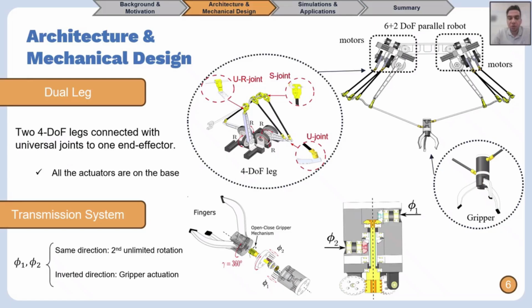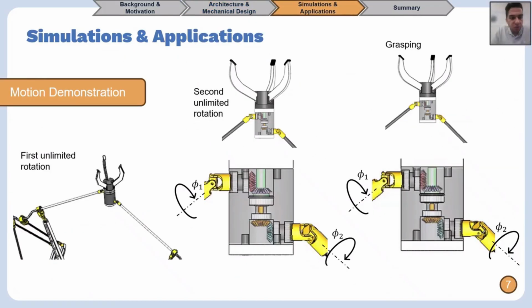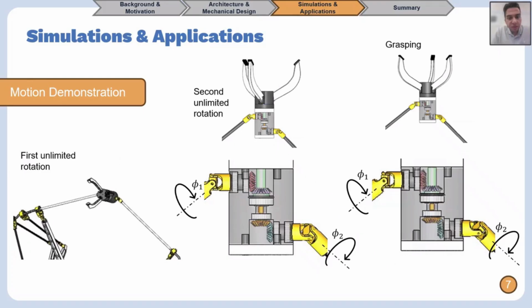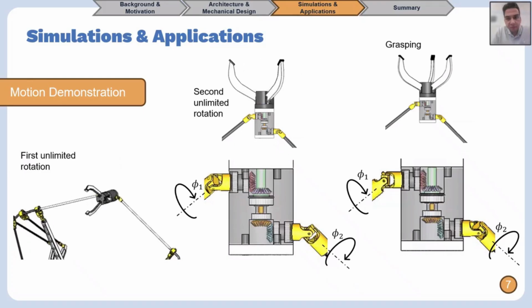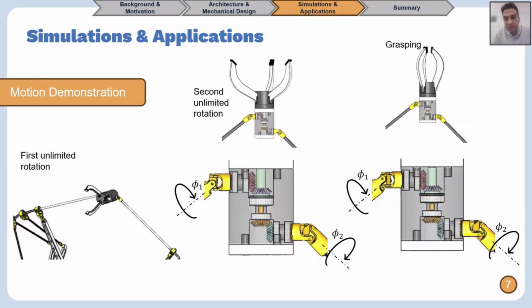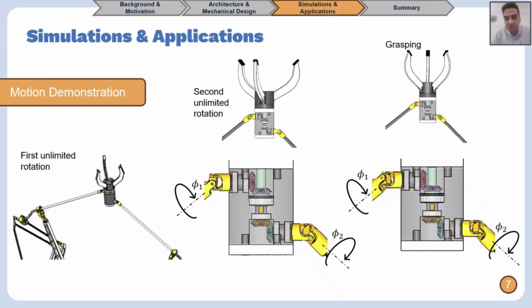If the 2 inputs are rotating in the same direction, we have the second unlimited rotation, which is shown in red, and it's called gamma here. And if they are rotating in reverse directions, we have the gripper actuation. Here we demonstrate some motions of the robot. The first unlimited rotation, which is the main contribution of this work. The second unlimited rotation with a view into the transmission system. And the grasping motion with a view into the transmission system. Note that in this case, the inputs to the transmission are in reverse direction.